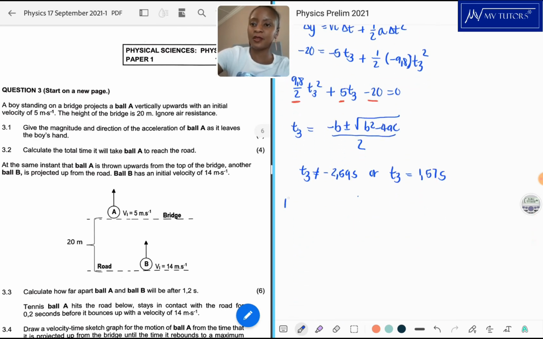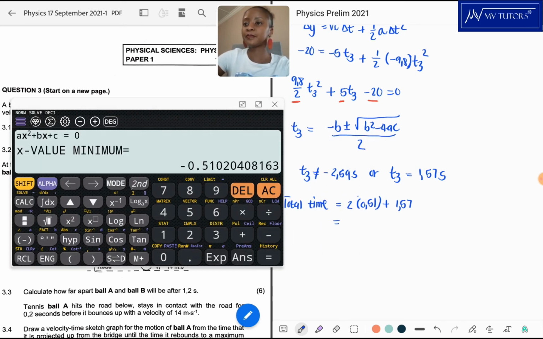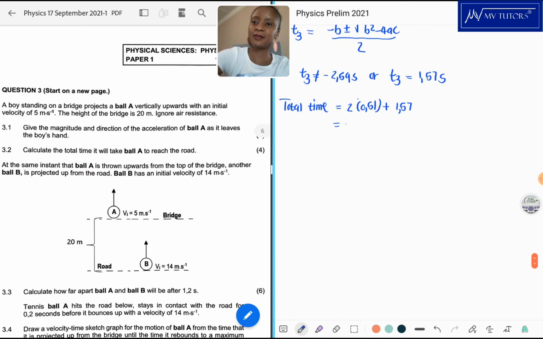So the total time will actually be equal to 2 times 0,51, because time 1 and time 2 are equal, plus 1,57. Let's just see what that equates to. Okay, so we have 2 times 0,51 plus 1,57, and our answer is 2,59 seconds. That is the total time it takes.